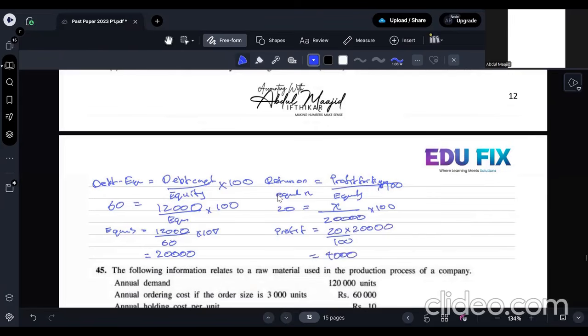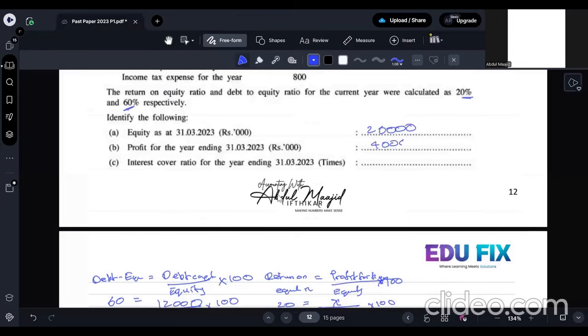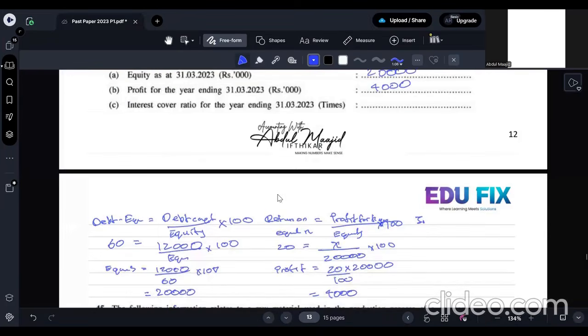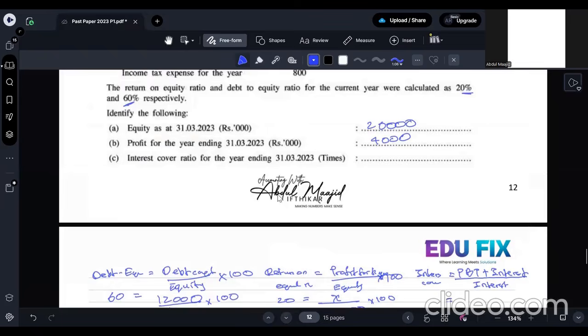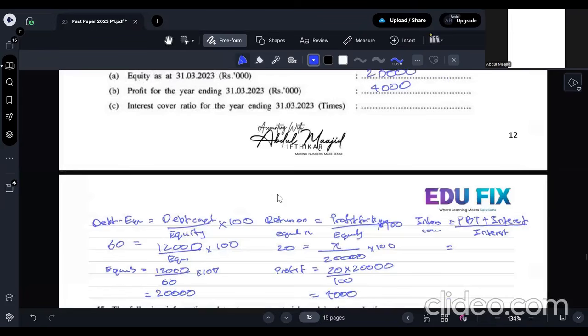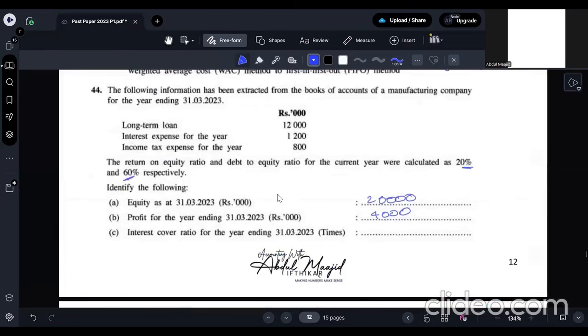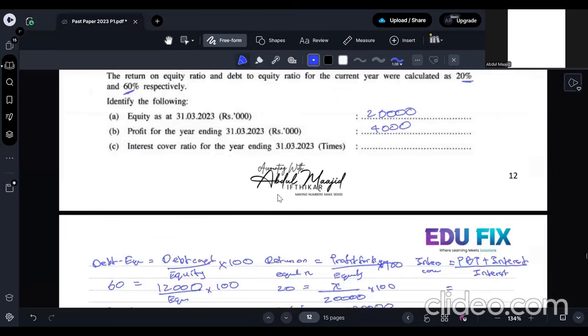4,000. So your profit for the year is 4 million. Then interest cover ratio. Interest cover ratio will be profit before tax plus interest divided by interest. Profit before tax amount will be, now profit for the year, that is profit after tax, is 4 million. Then profit before tax will be profit after tax plus the income tax. So that is 4,800,000.